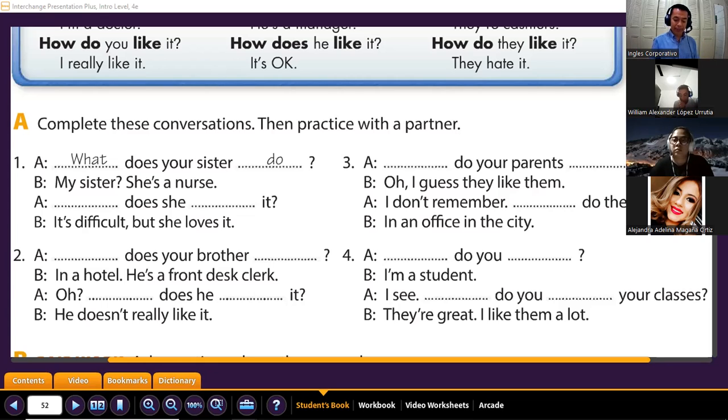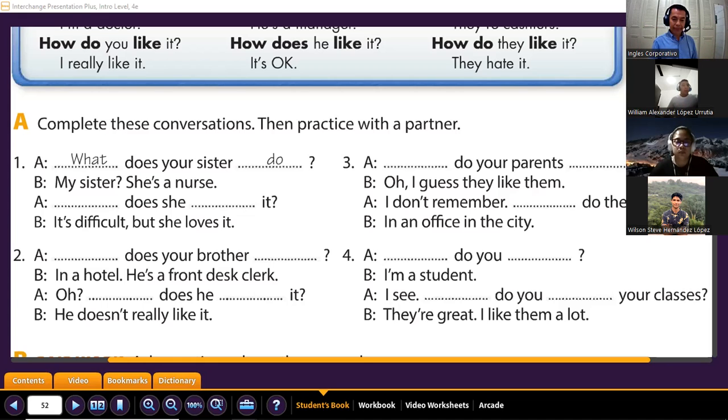Group number two, right? In group number two, conversation four, right? Wilson and Alejandro, right? Wilson is letter A, Alejandro letter B. Action.